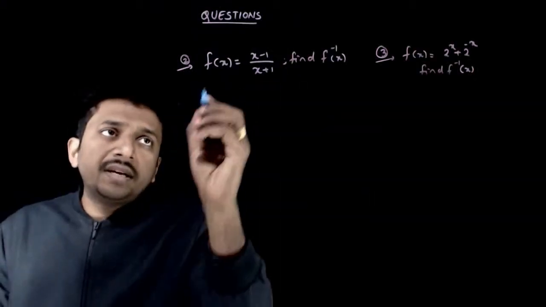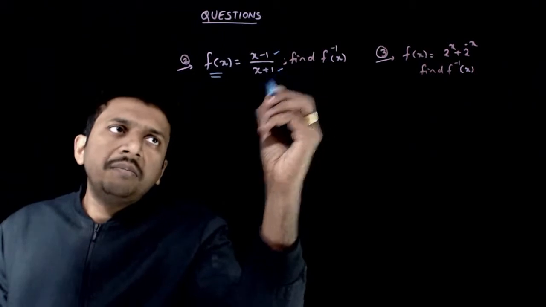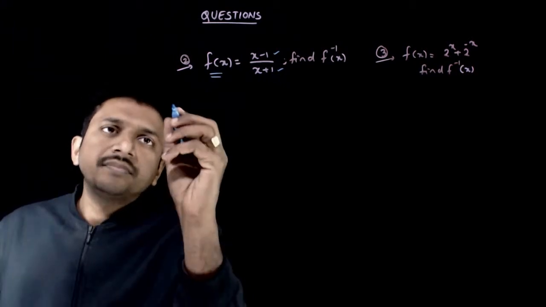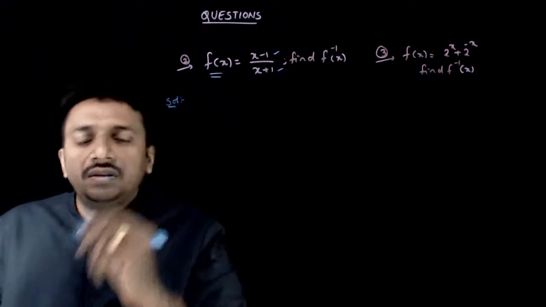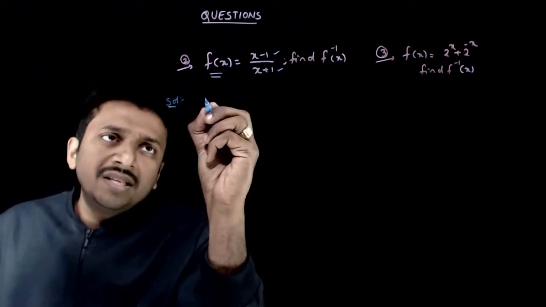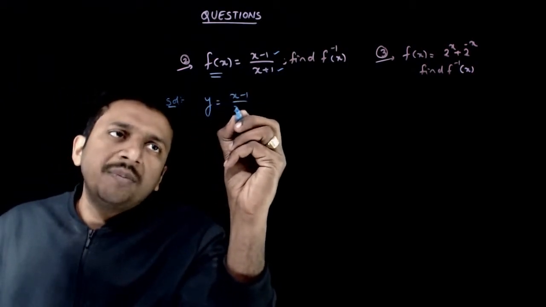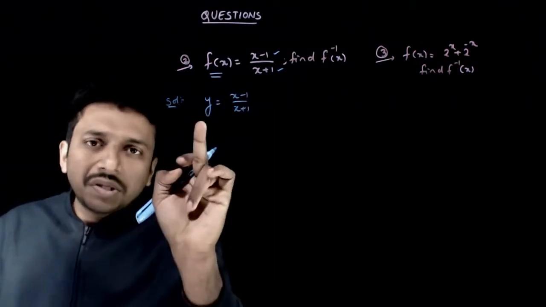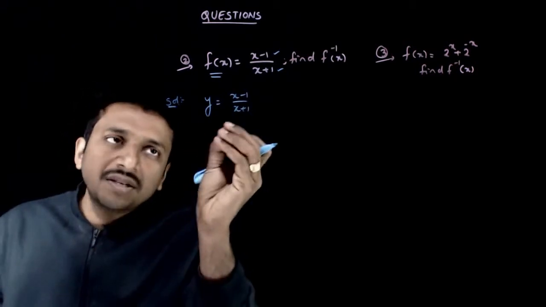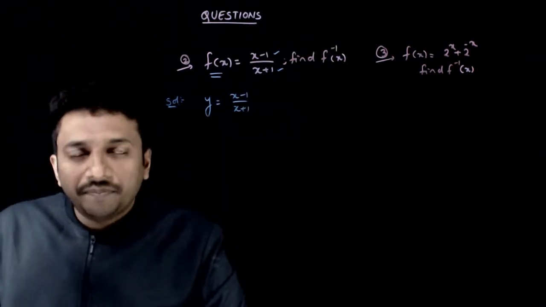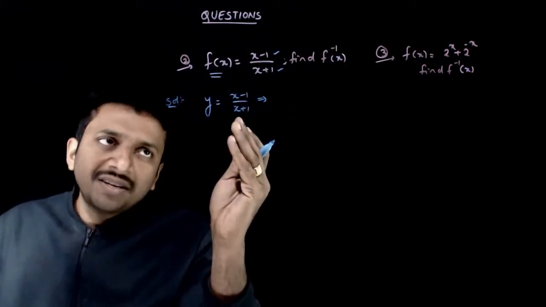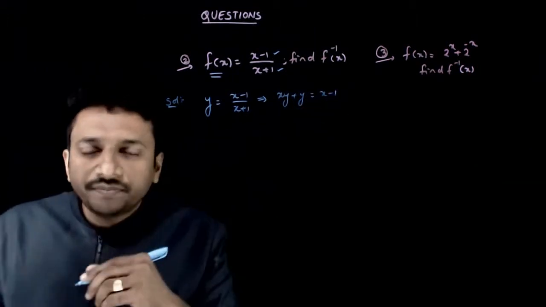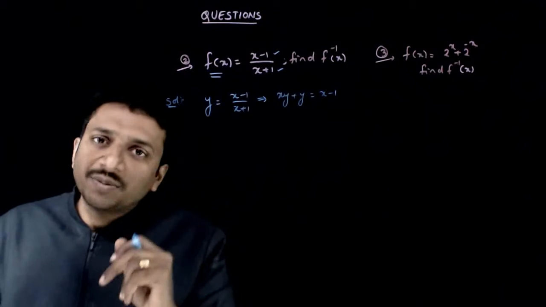So in this question, you're given that f of x is equal to x minus 1 by x plus 1, and you need to find f inverse of x. So y is equal to x minus 1 by x plus 1. To find f inverse of x, you just need to find what x is. Here y is in terms of x. To find the inverse function, you need to find x in terms of y. One of the easiest ways to do it is by cross multiplication: xy plus y is equal to x minus 1.